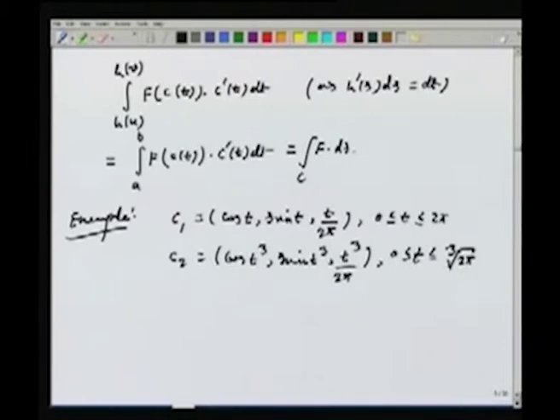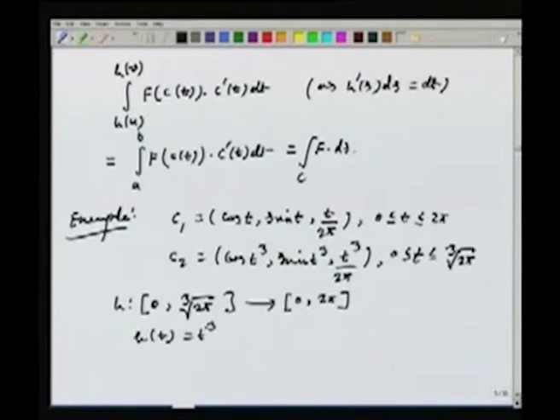So in this case what actually has happened is I have defined a map H from 0 to cube root of 2 pi to 0 to 2 pi given by H(t) equals t cubed. And then my new curve, if I look at the relation, C2 is actually C1 of H(t). So I will repeat again what we have observed here.